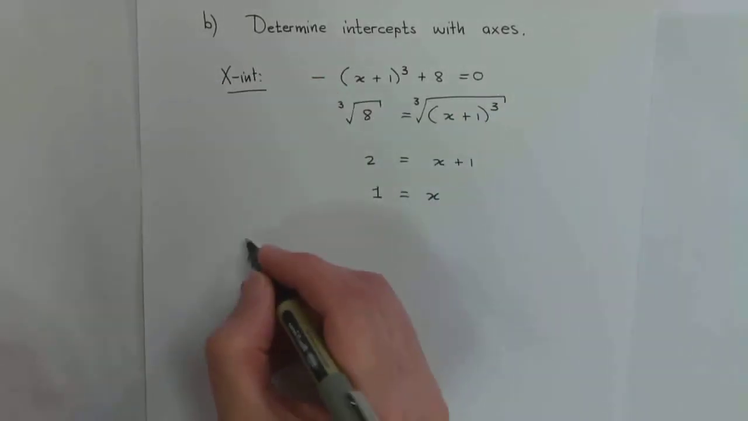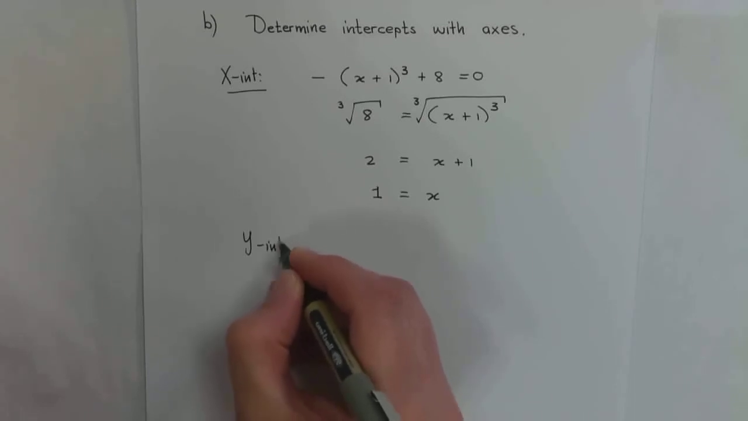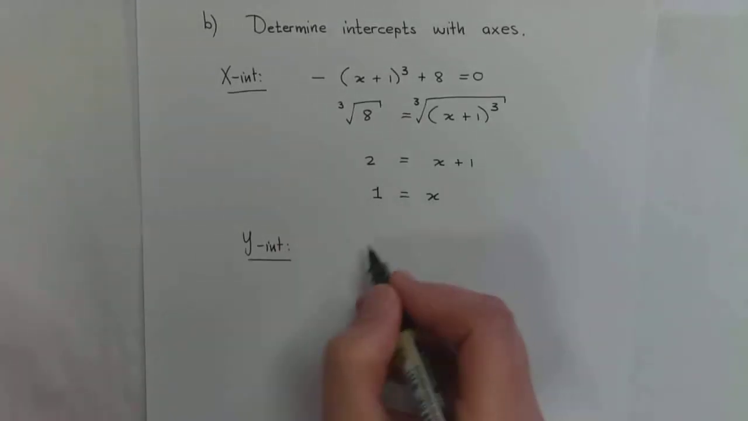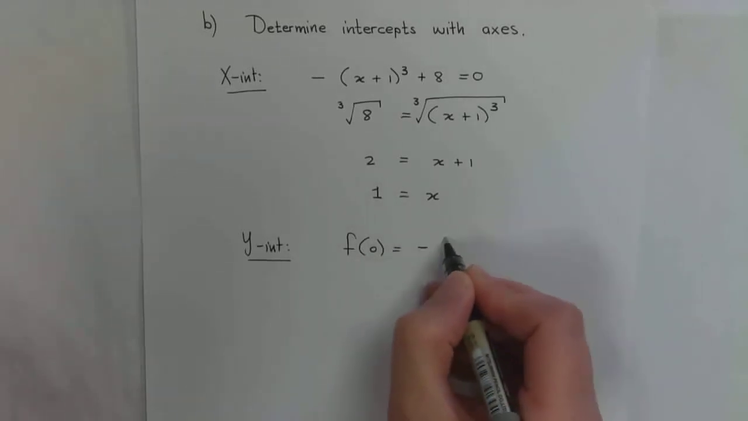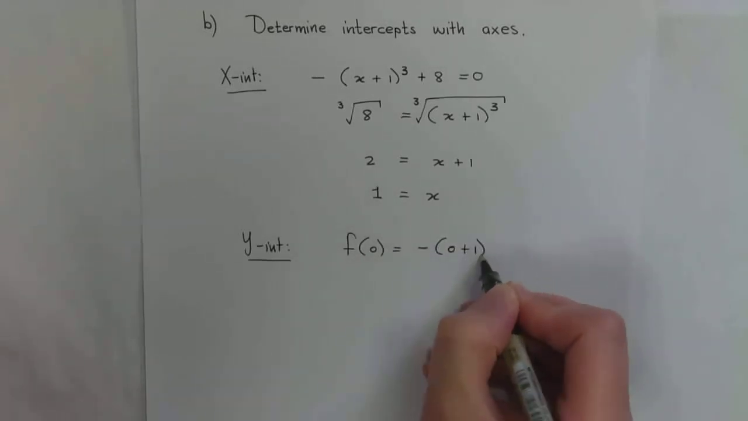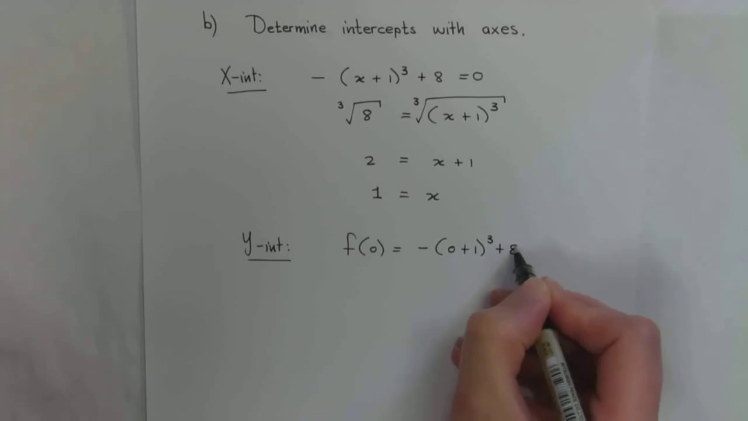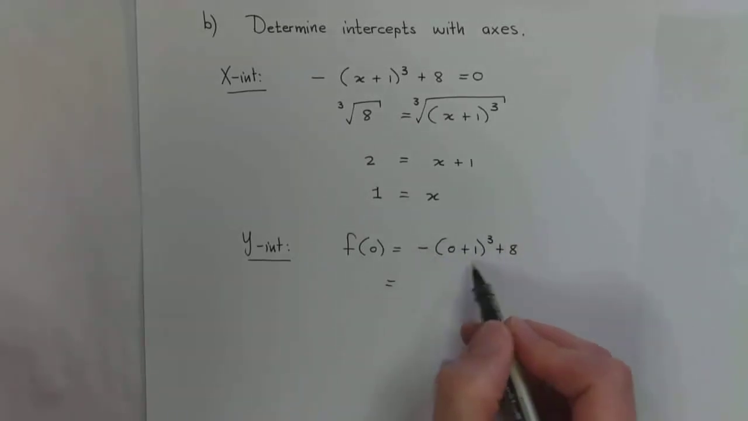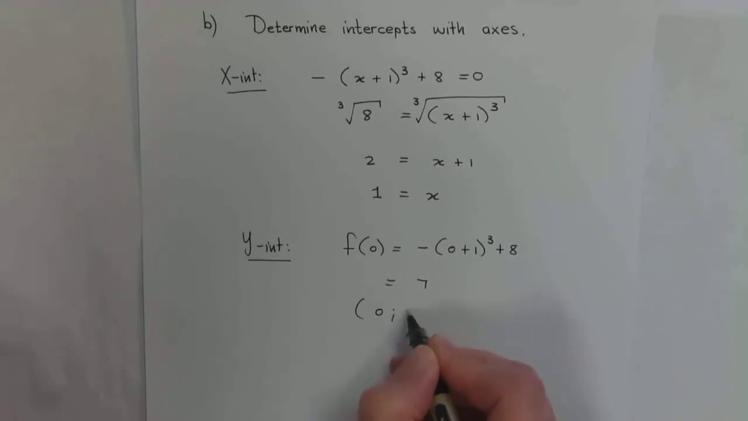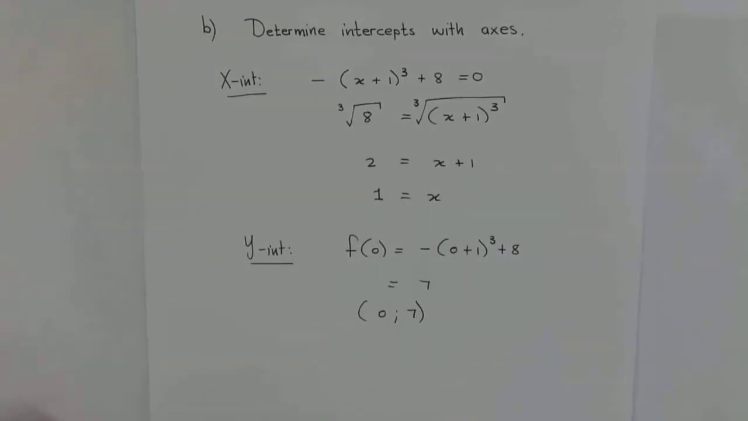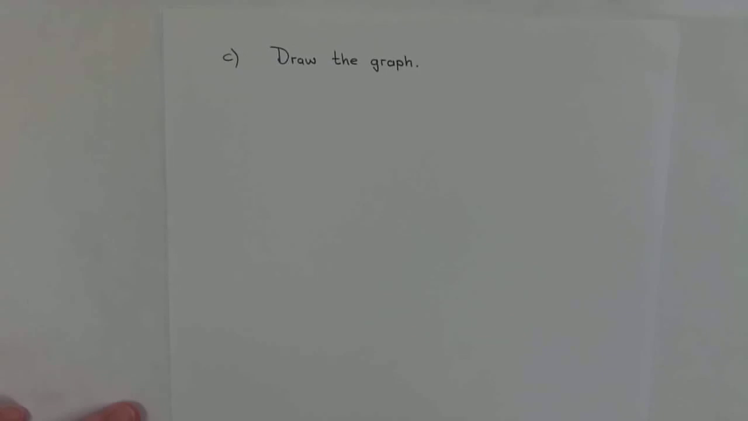Then to get my y-intercept, so this was my x-intercept. In order to get my y-intercept, I'm going to set x equal to 0. So f of 0 is equal to minus (0 plus 1) cubed plus 8. There we go. And that's equal to minus 1 plus 8, which is 7. So my y-intercept is the point (0; 7). There we go. So the next question says, draw the graph.